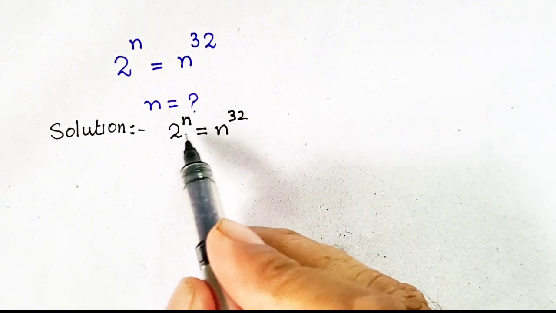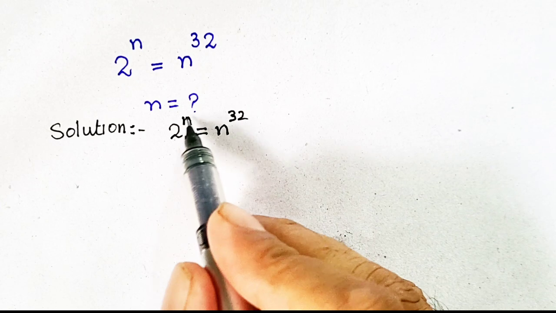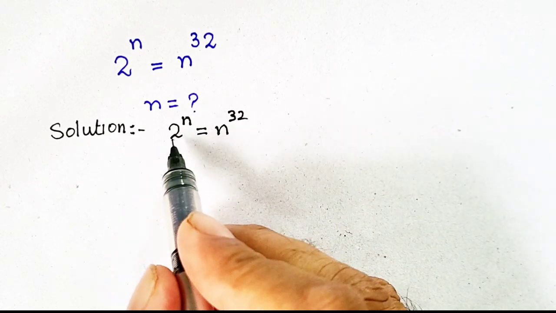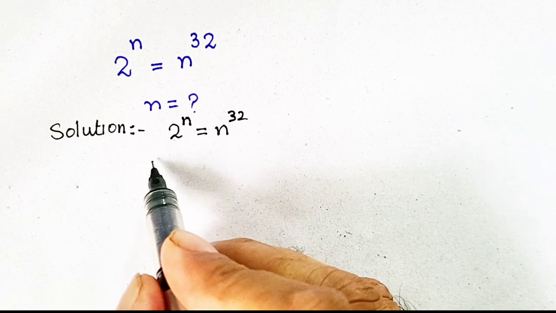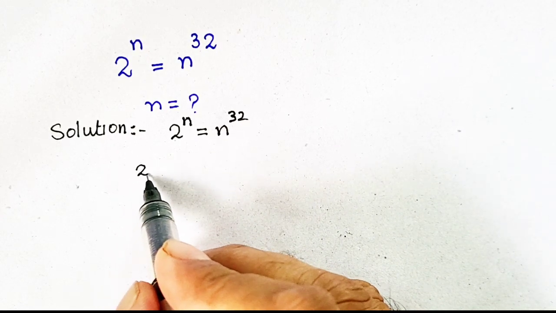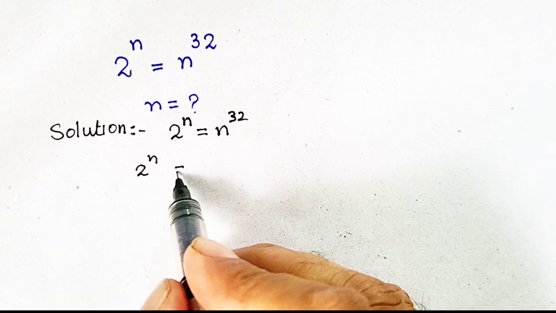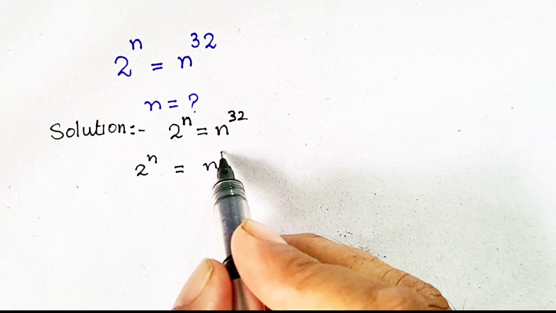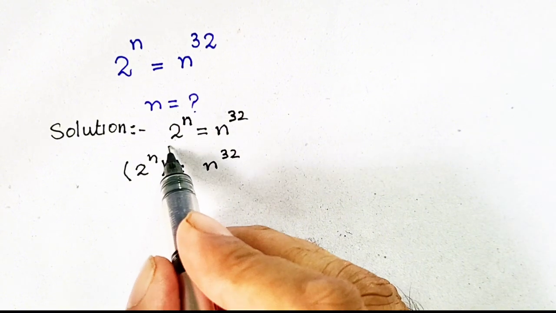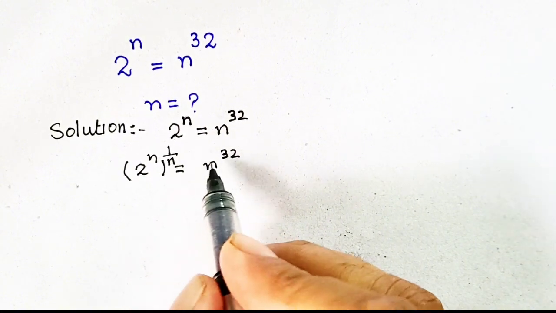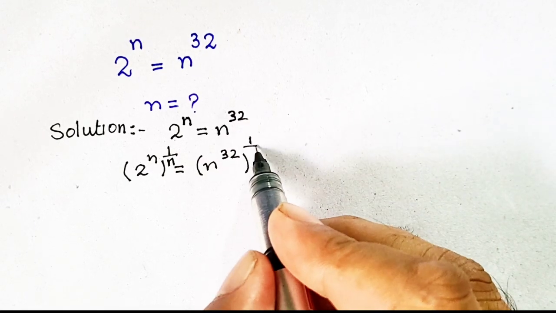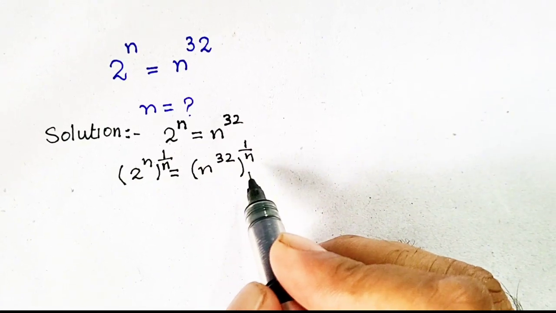First of all, we have to remove this n. This can be removed by taking its reciprocal as power. So 2 power n is equal to n power 32. We have to take 1 over n power on both sides. Okay, that will be our first step.